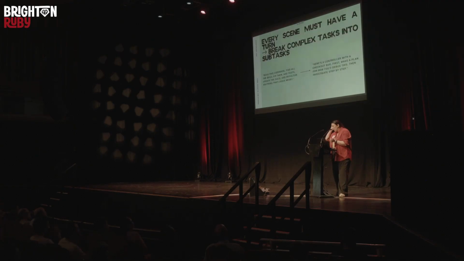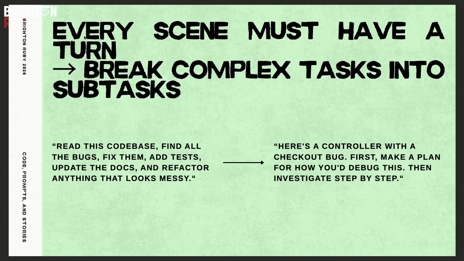And with every scene must have a turn, we can break complex prompts and tasks into subtasks. Again, don't put everything into the prompt with a lot of instructions, like you need to find all the bugs, fix them, write tests, update the docs, refactor everything that you can find. It will give you some kind of result, but it will not be good. The more specific you are, the better the result will be.